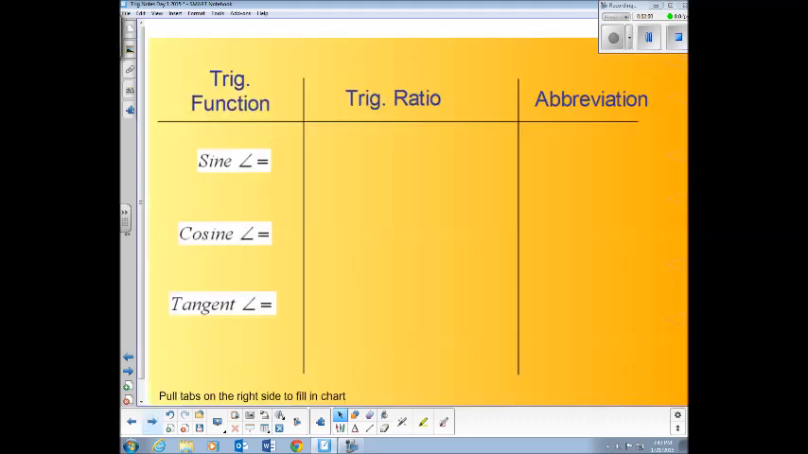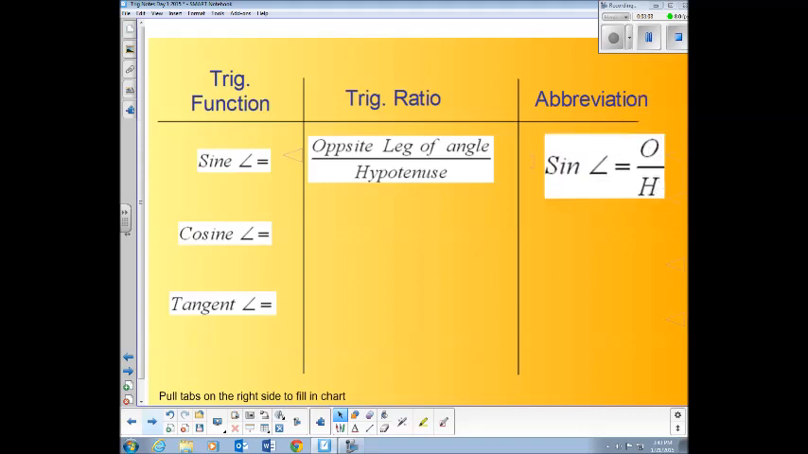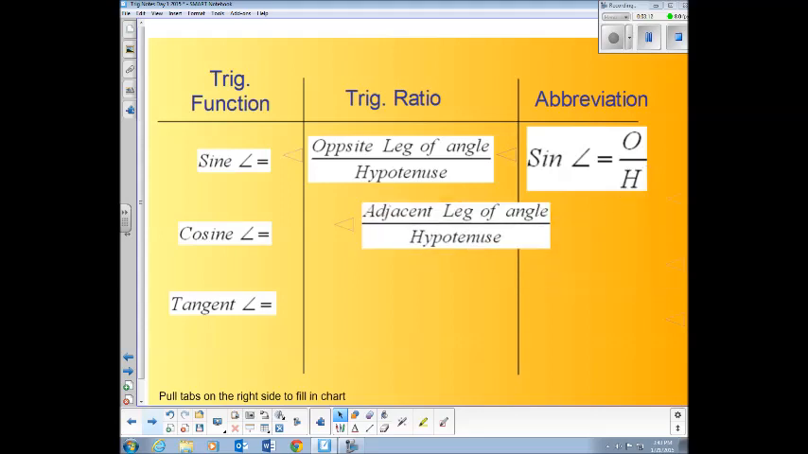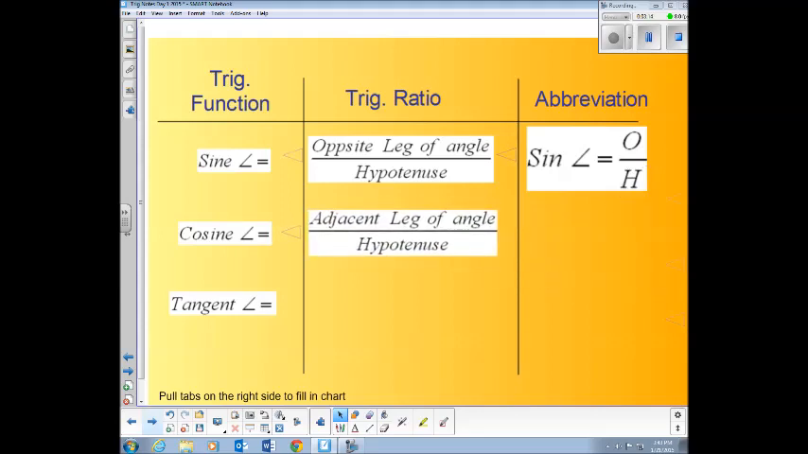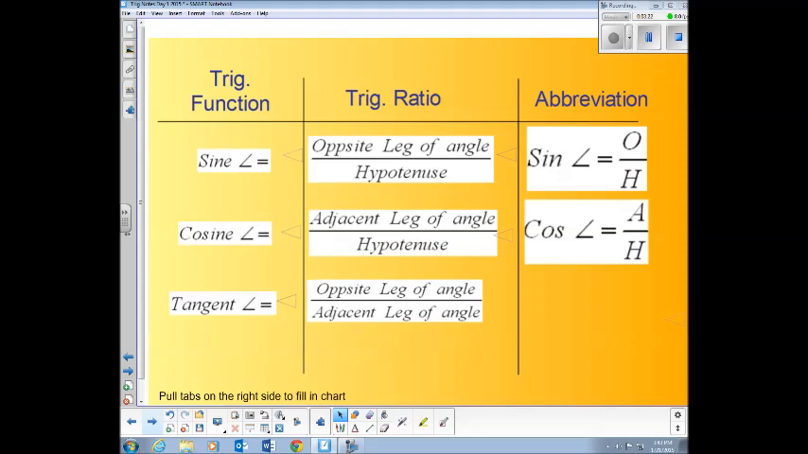Alright, so our trig functions here. You'll want to write these down. First, we have the sine of an angle is equal to the opposite leg of an angle over the hypotenuse. And here is a short abbreviation for that setup. Then we have the cosine of an angle is equal to the adjacent leg of an angle over the hypotenuse. And we have a little formula set up right here. And then we have the tangent of an angle equals the leg opposite of an angle over the adjacent leg of the angle. And here's a simple little abbreviated formula for you.